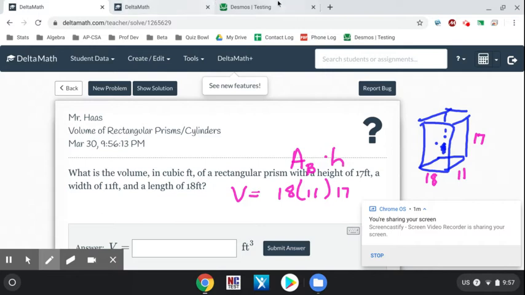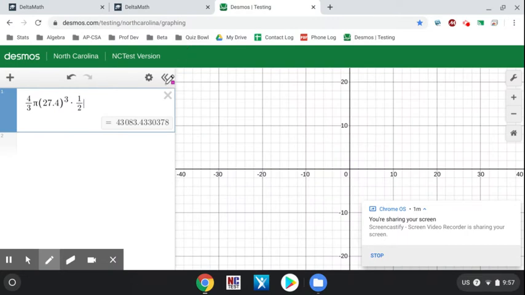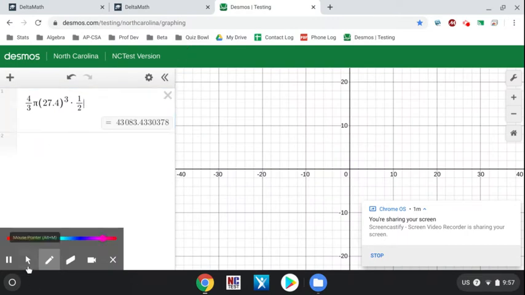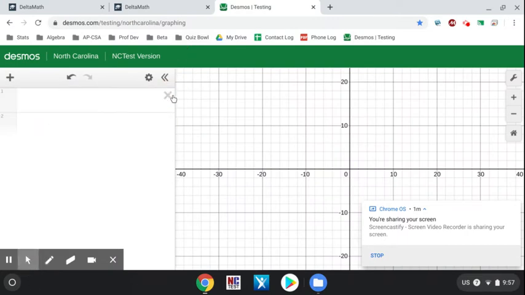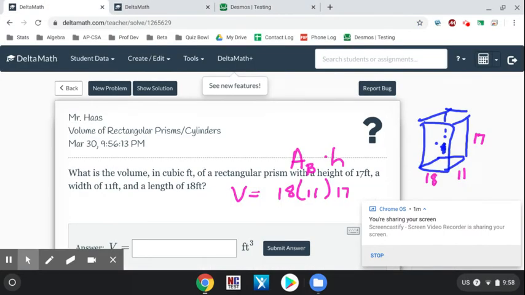So all I need to do now is go to Desmos and just get an 18 times 11 times 17. So 18 times 11 times 17 is 3366 for this first one. So that should be my answer for the volume.